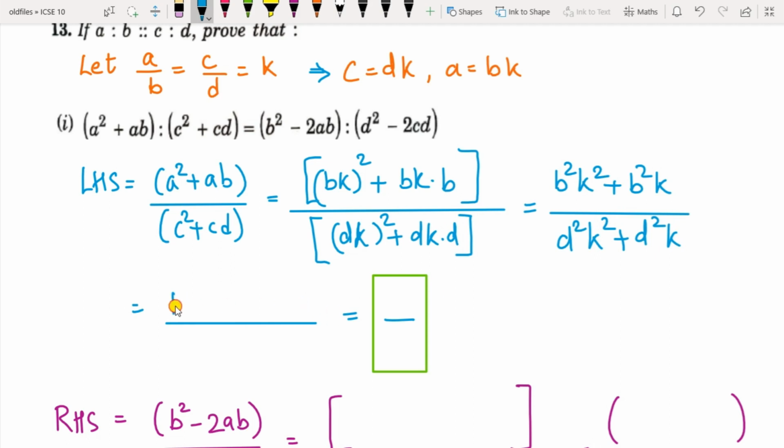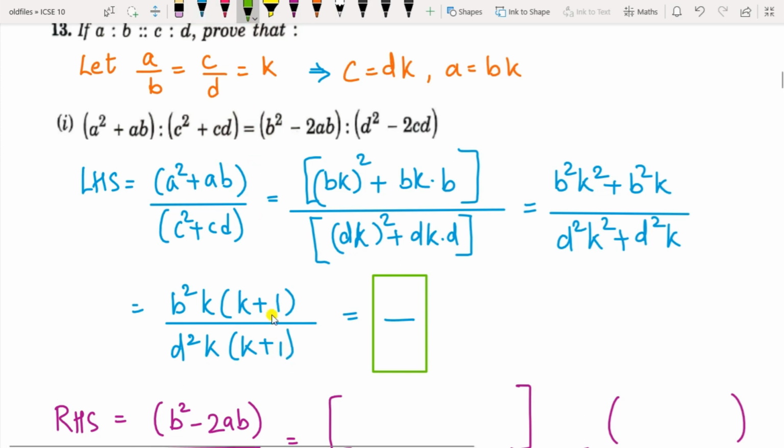Take out b square common, and also k can be taken out common. B square k, and whatever is remaining, write in the bracket k plus 1. Here also d square k can be taken out common and the bracket will be k plus 1. So you can cancel out the common things here. What is remaining is b square upon d square, that is the value of LHS.